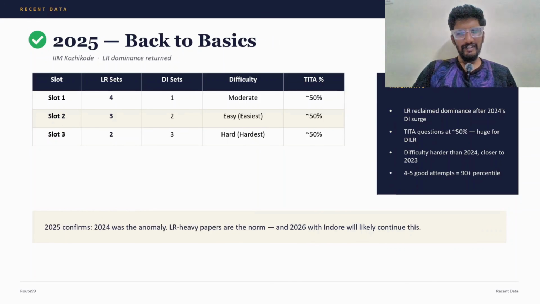Now, again, if you look at CAT 2025, reality returned. The DI-heavy experiment of the 2024 CAT disappeared. Logical reasoning once again became dominant. Difficulty has definitely increased, and students found the paper quite close to CAT 2023.